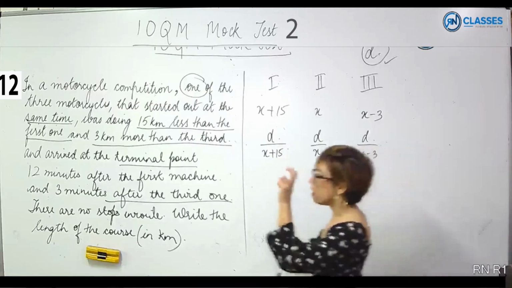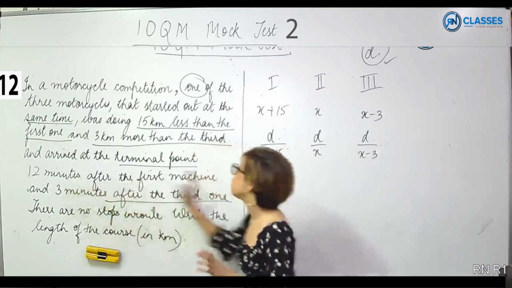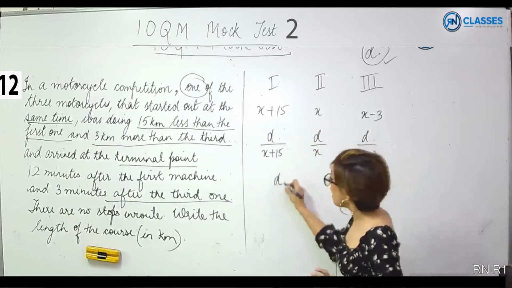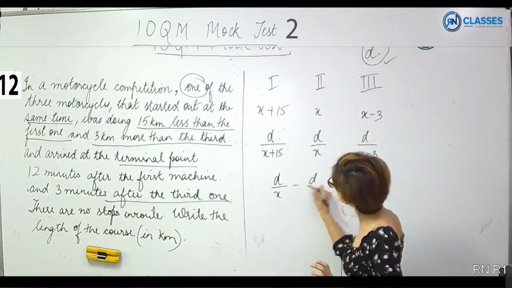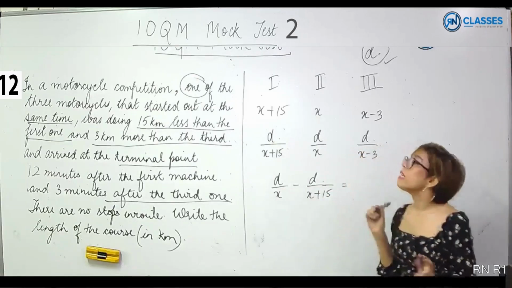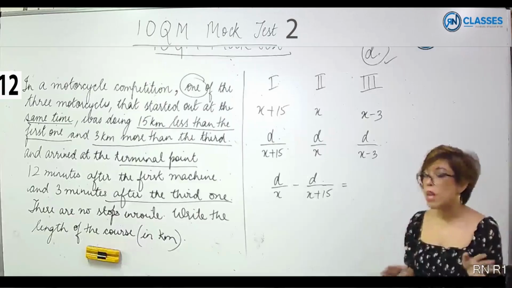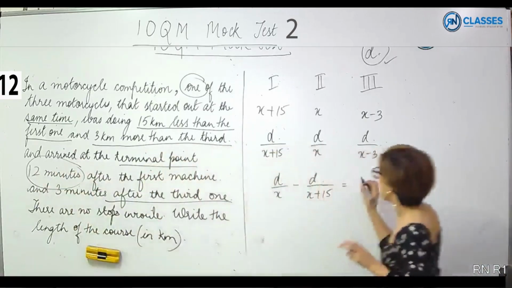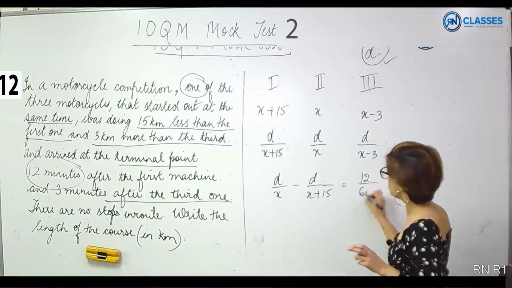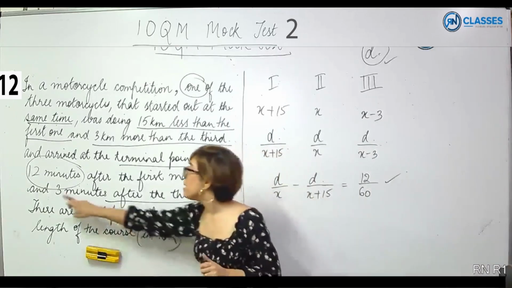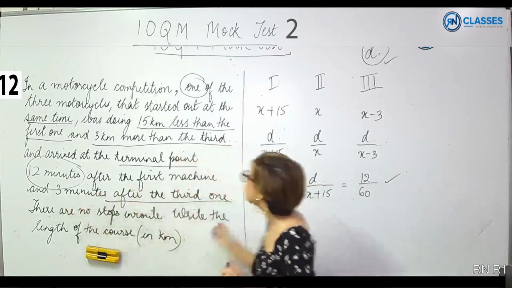Now, he says the second one arrives 12 minutes after the first one. Right? That means he took more time. So, we will say d by x minus d by x plus 15. That is 12 minutes. Mind it, we take the speed in kilometers per hour, so I need to write 12 minutes in terms of hours. So, that is 12 by 60. First equation.